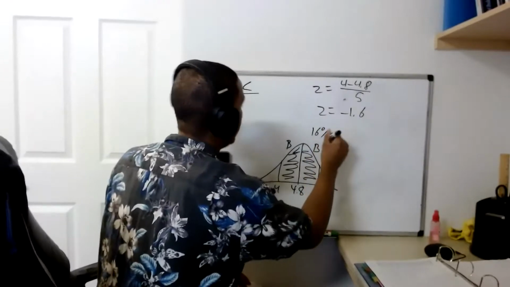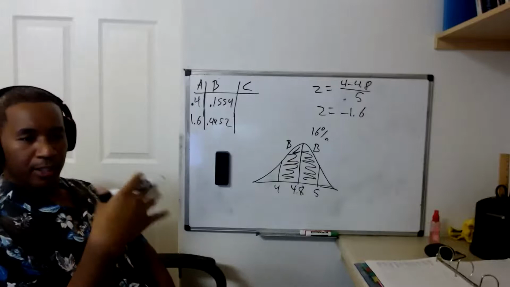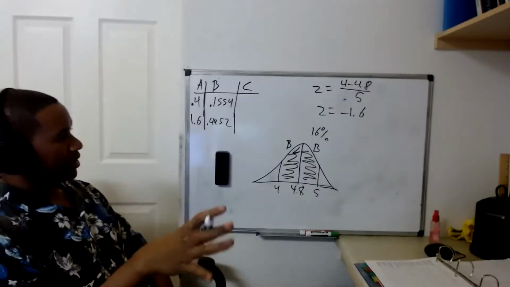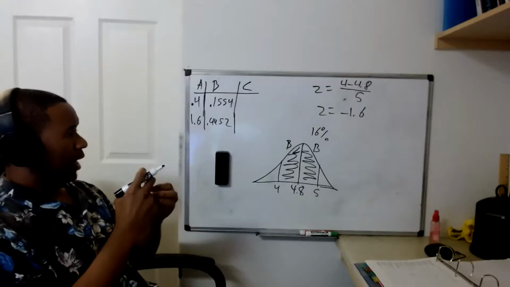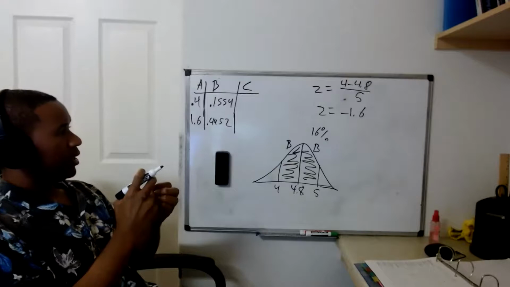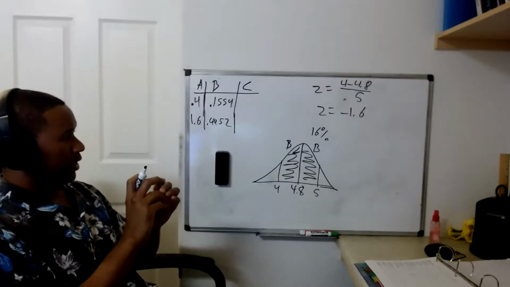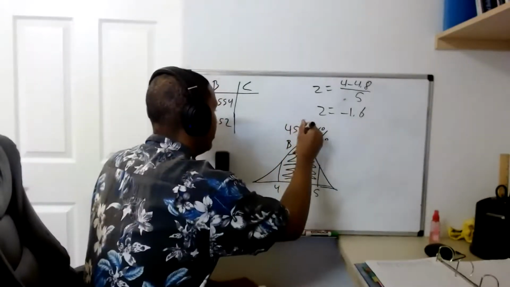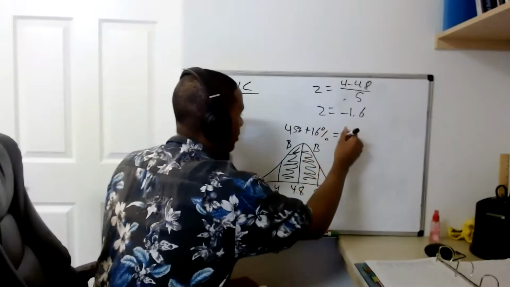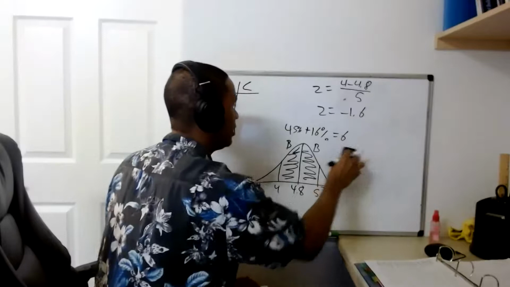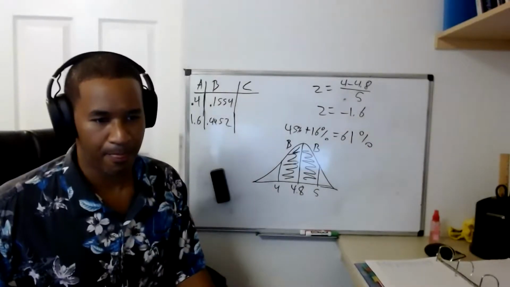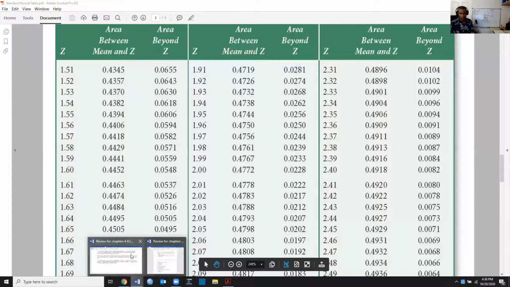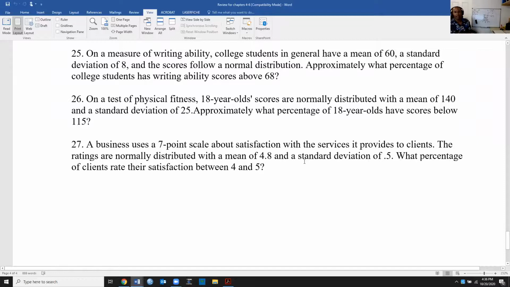I have 16%, because 0.1554 times 100 is going to give me 15.54%. I'm just going to round that to 16%. And then here I have 0.4452. Now with 0.4452, if I multiply that by 100, and then I round it to a whole percentage, I would have 45% here. So I would add these two together and I would get about 61%. So that means that 61% of clients rate their satisfaction between 4 and 5.